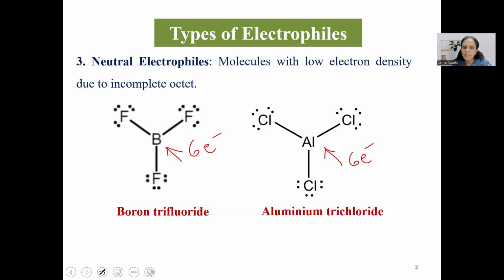So that is the reason boron trifluoride and aluminum trichloride are examples of neutral electrophiles. Because they are electron deficient, they are also considered Lewis acids.